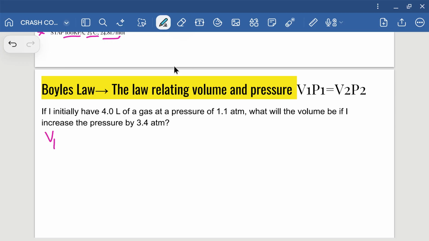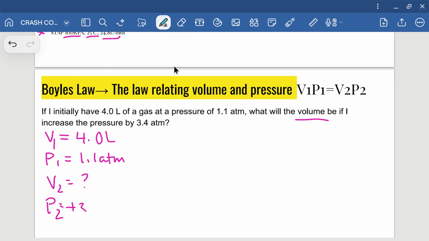So if you list out your variables, V1 would be 4.0 liters. The original pressure is 1.1 atm. It's asking what the new volume, V2, will be if the pressure was increased by 3.4 atm. So if you're increasing by 3.4, you want to add it to your original pressure. Once you have all of that information, we can go ahead and fill it into the formula.